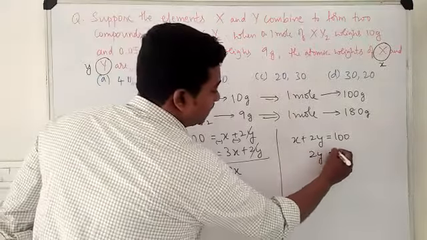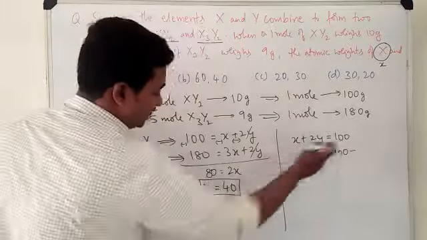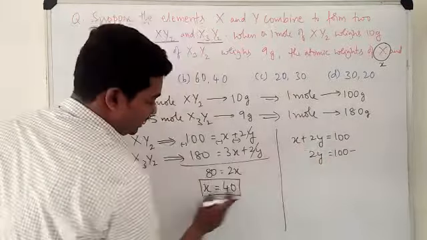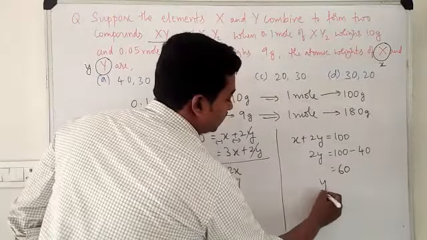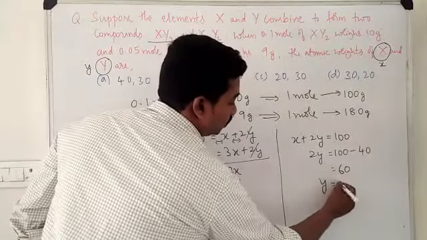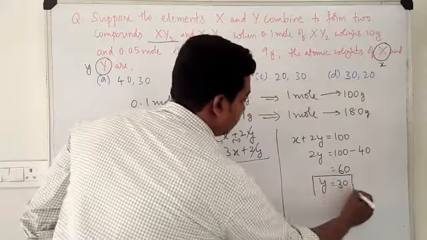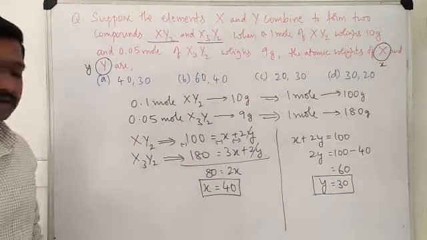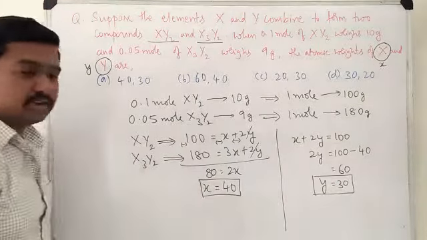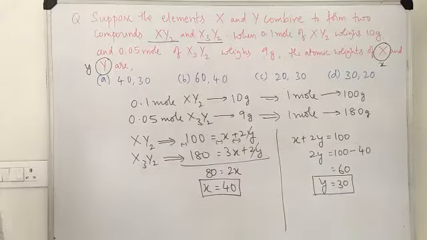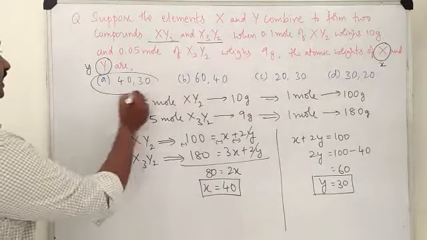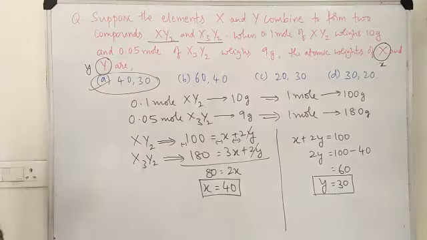So I get 2Y is equal to 100 minus X. 100 minus X is 100 minus 40, which is 60. Therefore, Y is equal to 60 by 2, 30. I got the value of Y as 30. Atomic weight of X is 40. Atomic weight of Y is 30, which is in option A. So the right answer is option A.